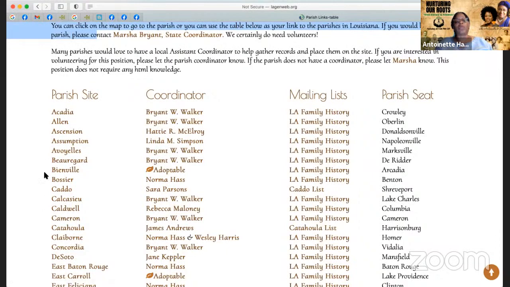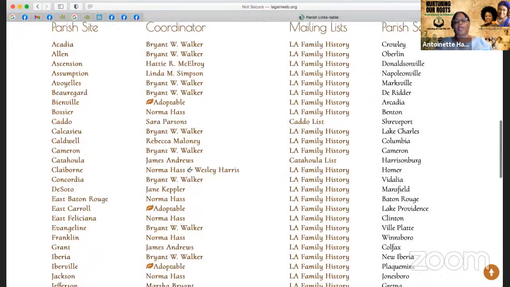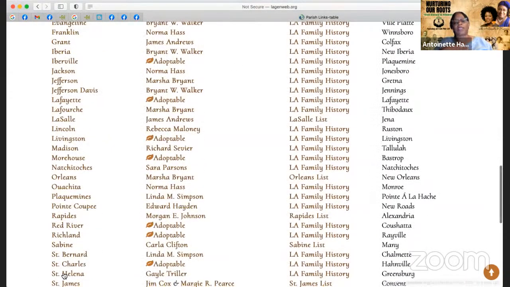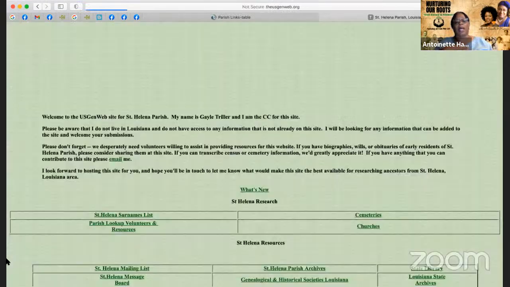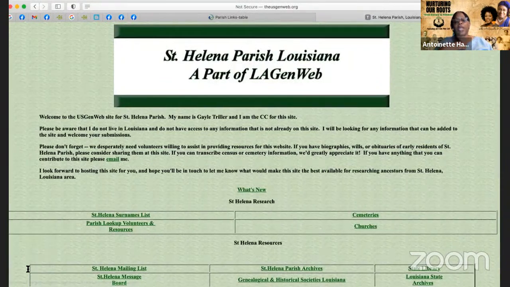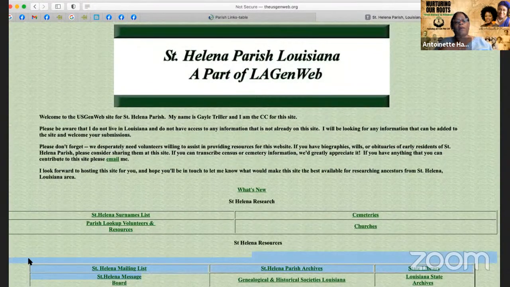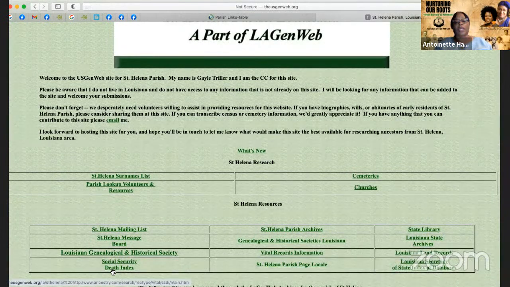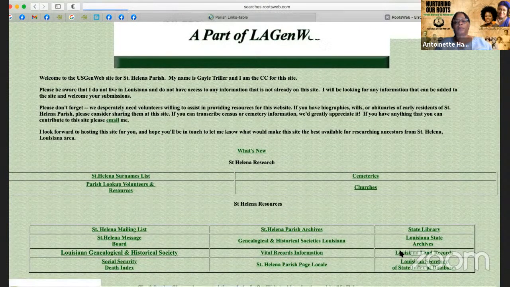Now, a lot of times we may not have a lot of people contributing. I would say at first there really wasn't a lot of information out there, but it's getting a lot better. So here I am in St. Helena Parish right now, and I just want to give you a general idea of some of the information, like the Social Security Index, the Genealogy Society, the Vital Records. I'm just going to click on Louisiana Land Records.